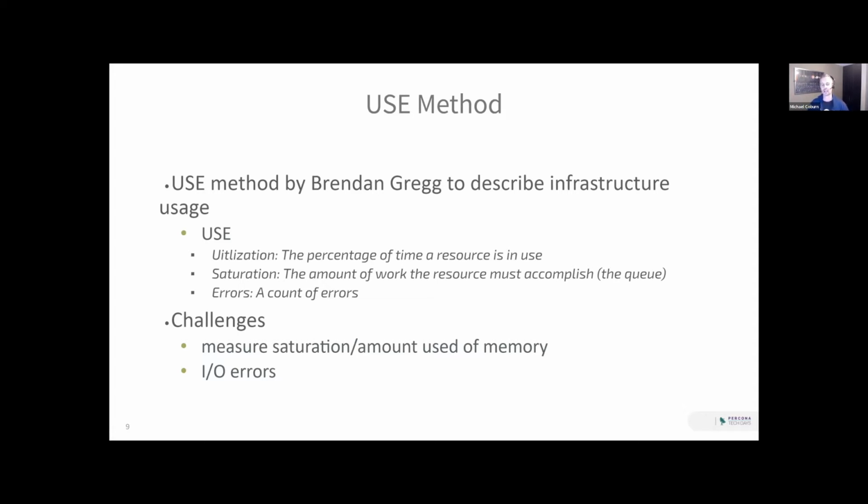We are generally measuring infrastructure. How many of my VMs are utilized right now? How much of my CPU is being accomplished? How deep is the queue of work, which is relevant to saturation? And finally, errors. How many errors are ongoing in my environment?